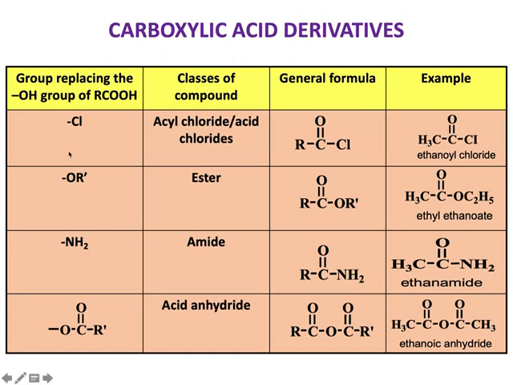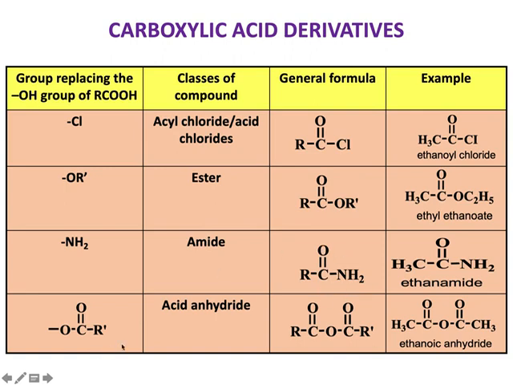Okay, so if the group is replaced with OR, it means O attached with alkyl, so the name of the compound is ester. So this is the general formula for ester, RC double bond O, OR. So any kind of alkyl group attached to O and then bonded with the acyl group, we call it ester, followed by NH2, the functional group NH2, and the name of the compound is amide because of this general formula RC double bond O bonded with amide.